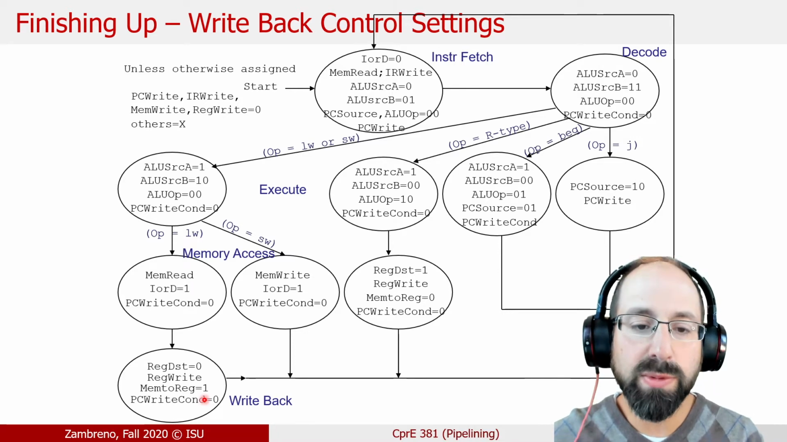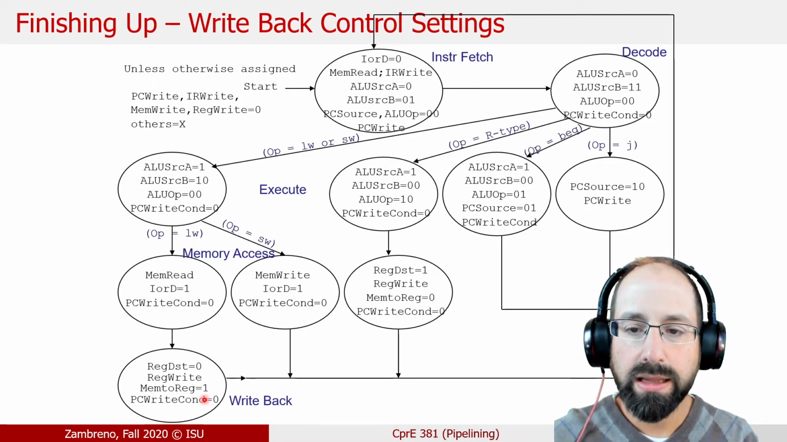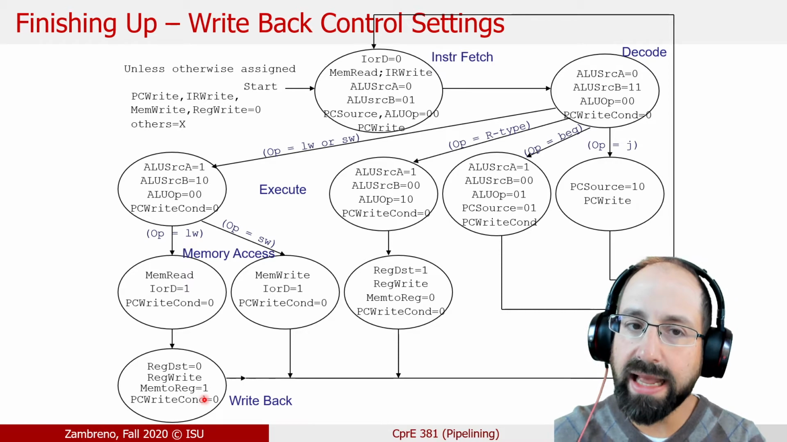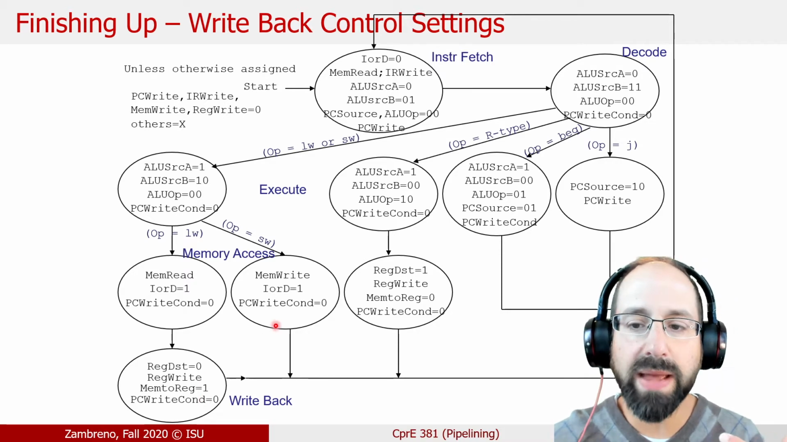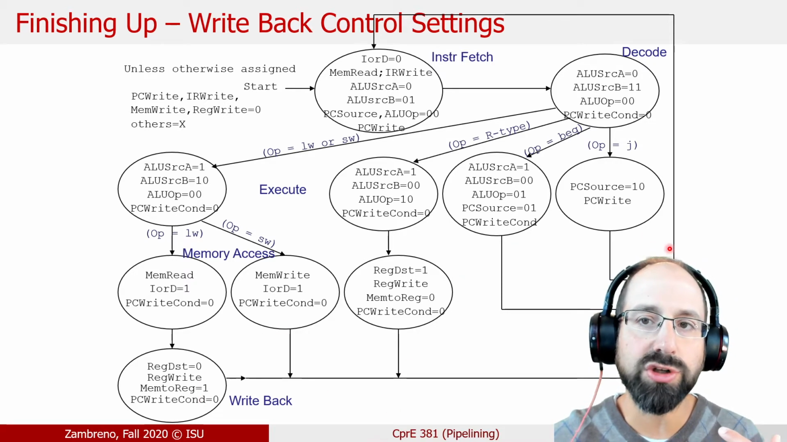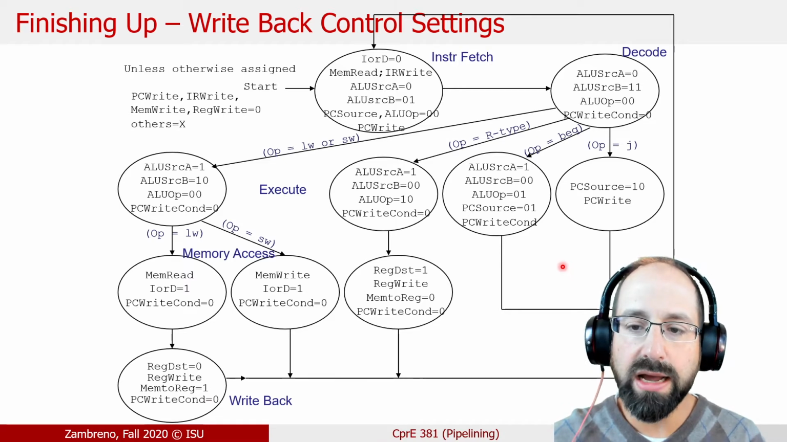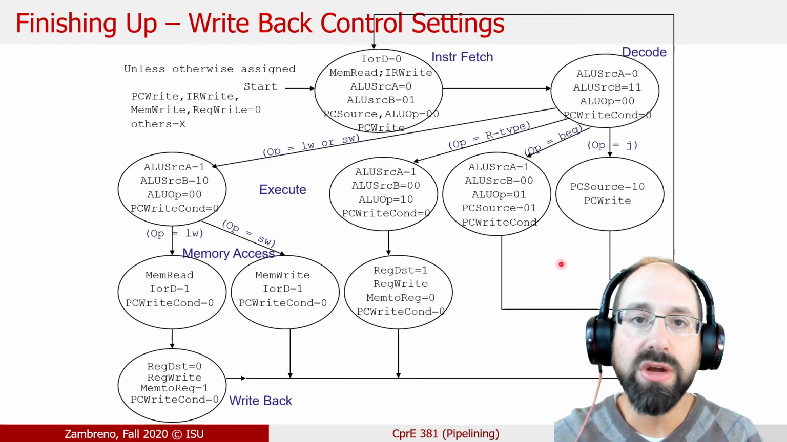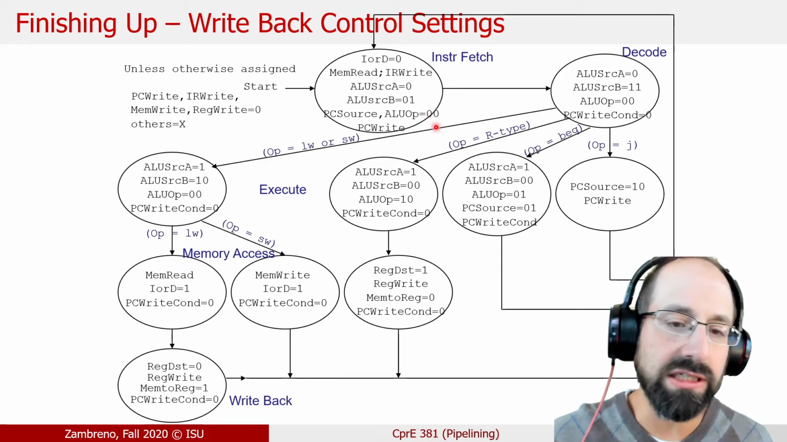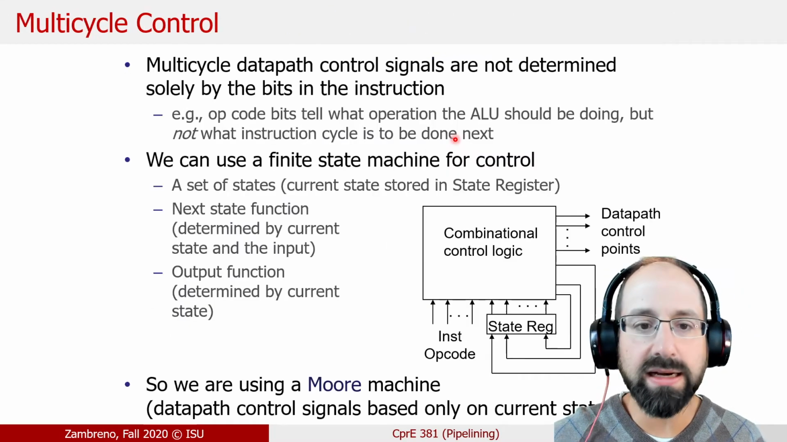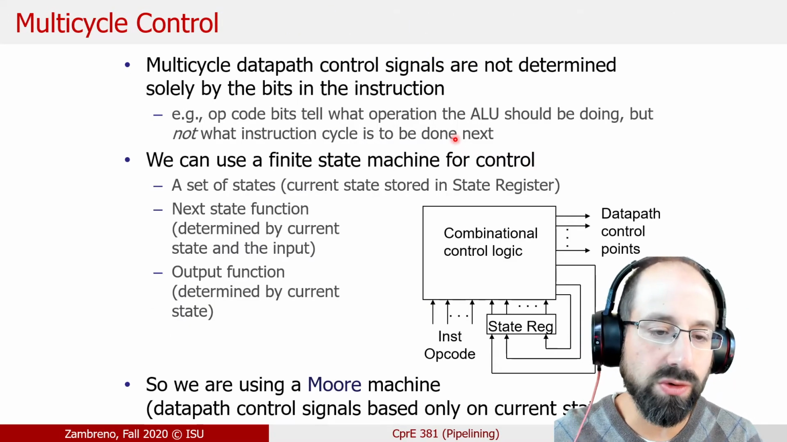So in terms of implementing this control, unlike in the single cycle processor, our data path control signals are not directly determined just based on the opcode. That's what the single cycle allows us to do. But this is very clearly a finite state machine. And we don't spend a lot of time implementing finite state machines in this course.